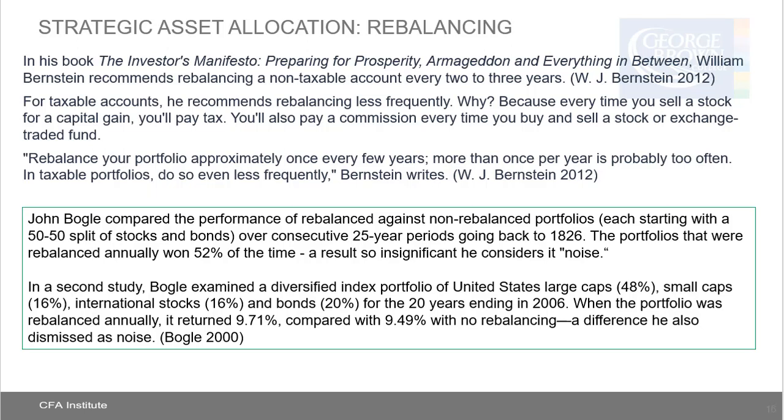Down here at the bottom, I've got some comments from John Jack Bogle, and he compared the performance of rebalanced against non-rebalanced portfolios, each starting with a 50-50 split of stocks and bonds over consecutive 25-year periods going back to 1826. The portfolios that were rebalanced annually won 52% of the time, but he considered that to be a result so insignificant he considers it noise.